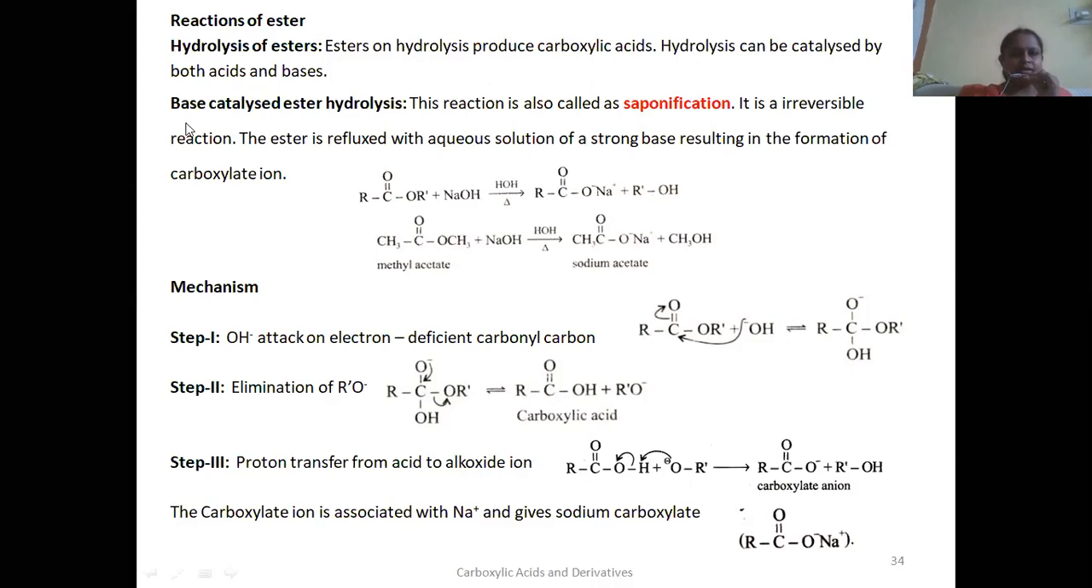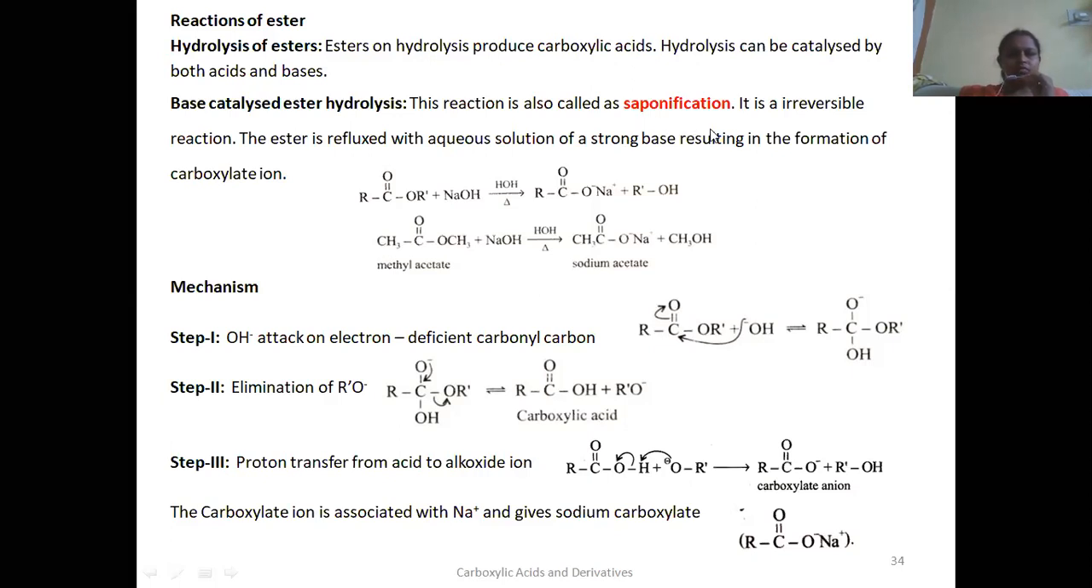So now let us discuss the hydrolysis of esters. These hydrolysis reactions produce carboxylic acids. They can be done in the presence of both acid or base. The acid or base acts as a catalyst. Now first let us see the base catalyzed ester hydrolysis. This reaction is also known as saponification.